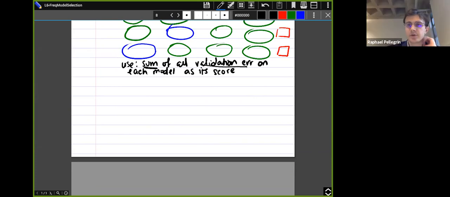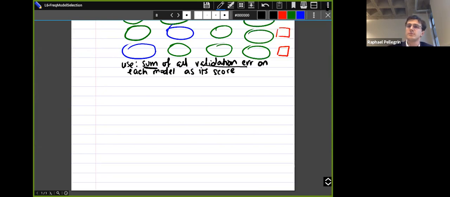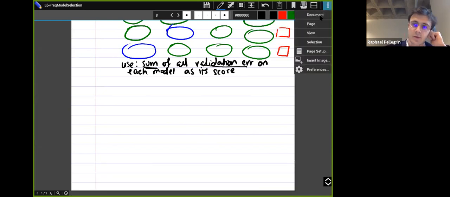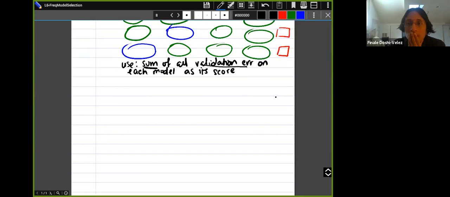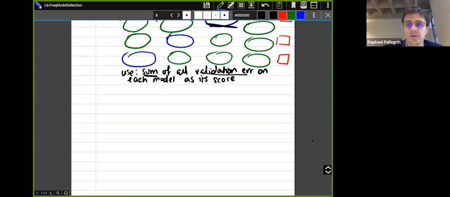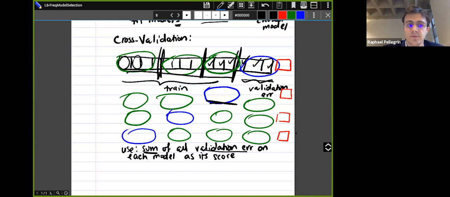Can I ask a quick question? Go for it. So each row gives a different model. So by model, what do you mean? Because I thought we had fixed the model, but we would just have different weights for each training set. So I'm not sure what you mean by model anymore.